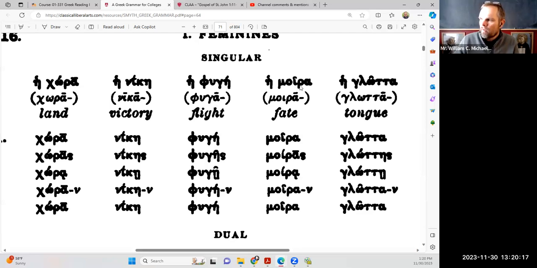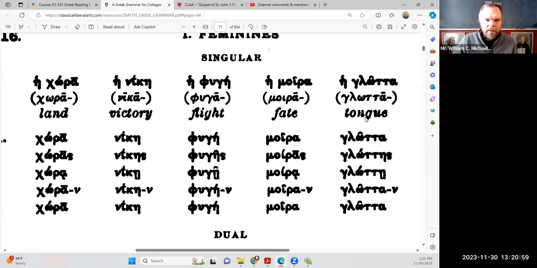Then we've got he moira. Mu, omicron, iota, a diphthong, then rho, alpha. And we see moira is also an alpha stem. It means fate. So that's the Greek word for fate. And then lastly, he glotta: gamma, lambda, omega with a circumflex accent, then double tau, and then alpha. We see that it's an alpha stem noun, alpha at the end of the stem. It means tongue.